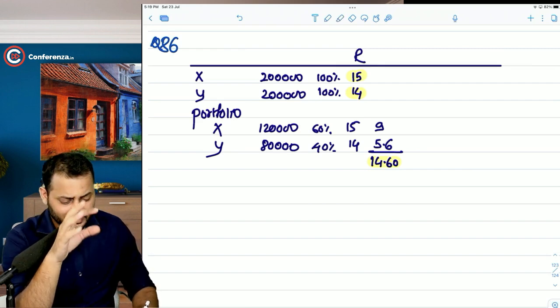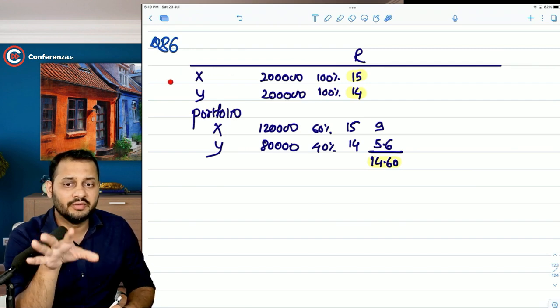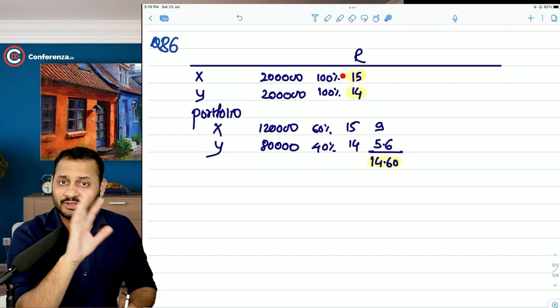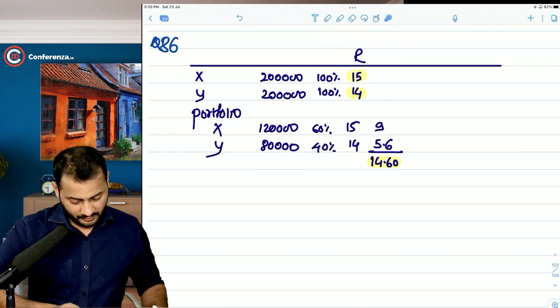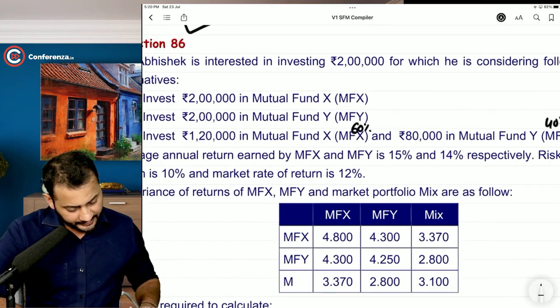Obviously, if we only consider the return on 2 lakh rupees, then I would suggest you go only with X, because it is giving you the highest possible return, and that's only return. We have not taken risk into consideration by now. Okay, let's move to the other data.